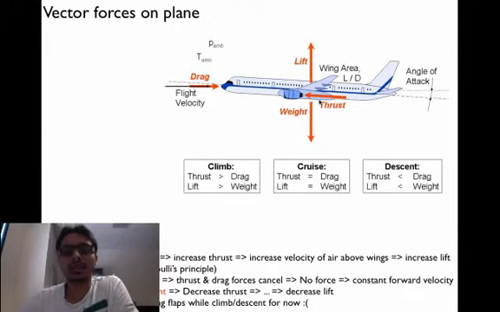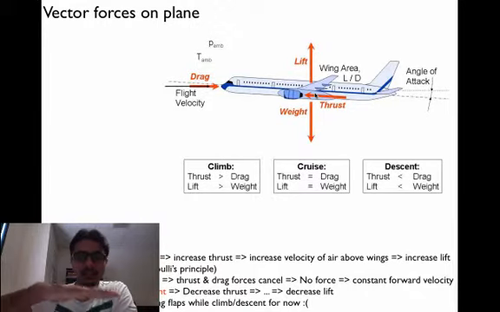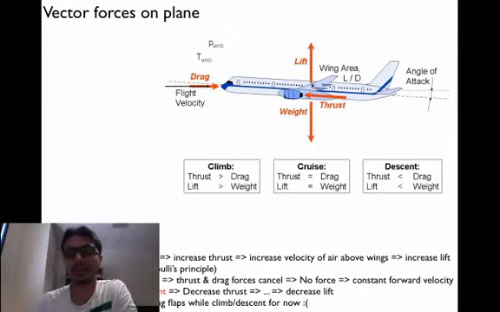While cruising, the pilot ensures that the thrust and drag forces cancel each other. Since the plane has reached a certain altitude, the lift and weight also cancel each other. Hence, there is no net force acting on the plane, and since the plane is already moving at a forward constant velocity, it maintains that constant velocity. That is, it cruises.